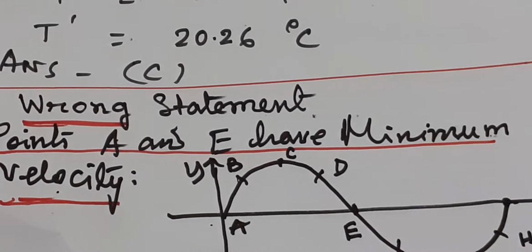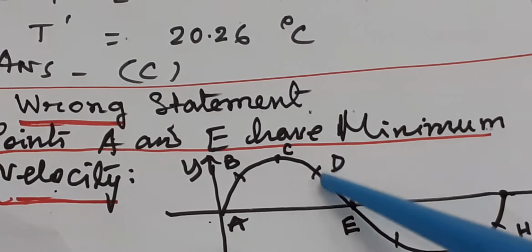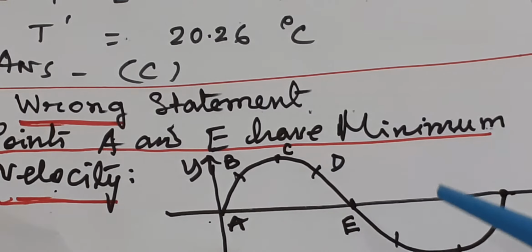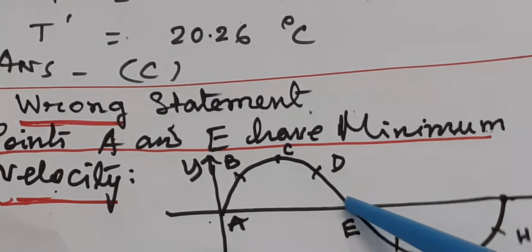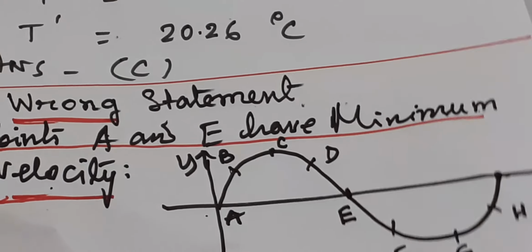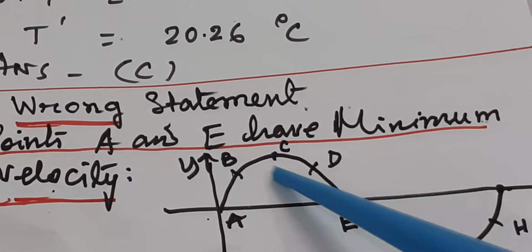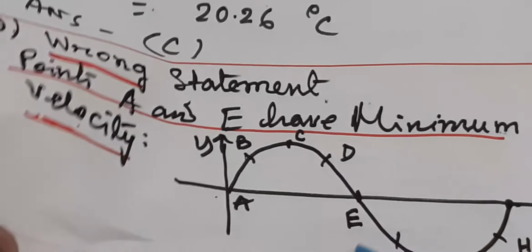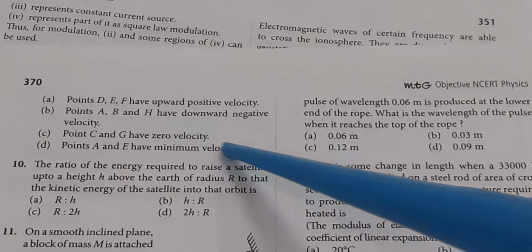The wave is traveling this side, so this will rise. D also rises. As F is going this side with the wave, this will rise. All 3 points will rise. It is correct. Now come to the next statement.